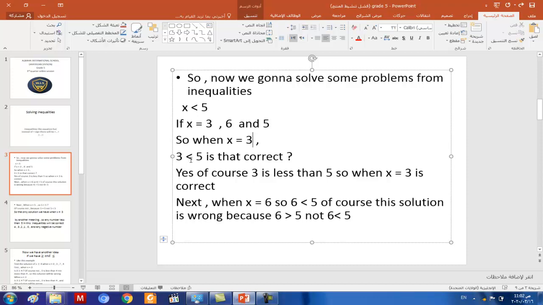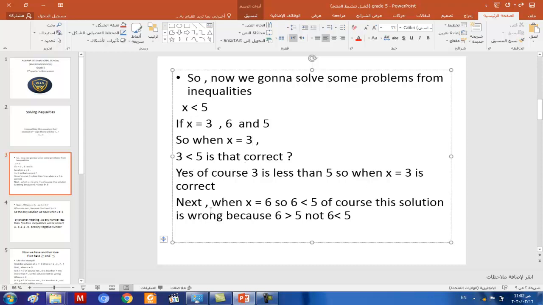So is 3 less than 5? Is that correct? Yes, of course, because 3 is less than 5. So when x equals 3, this solution or answer is correct. Again, 3 less than 5, yes, it's correct.